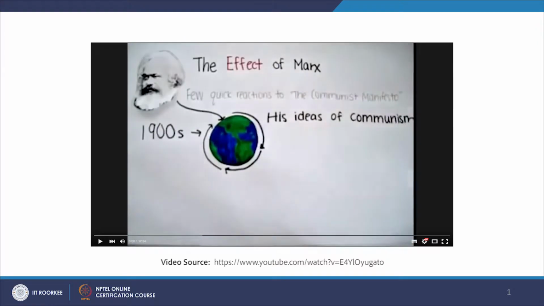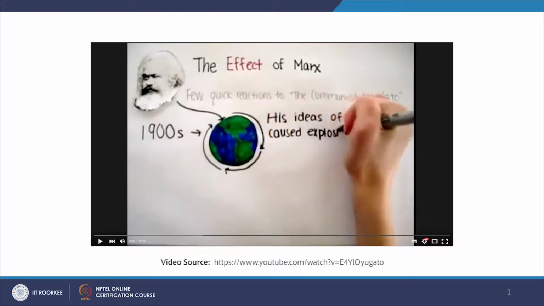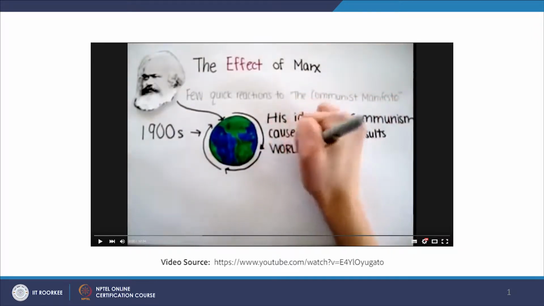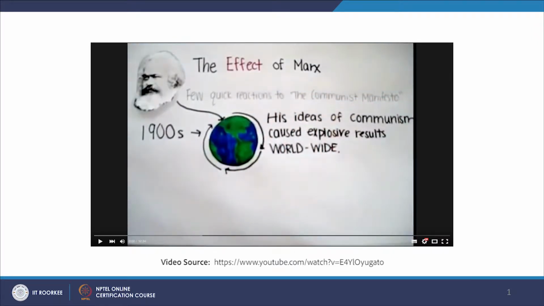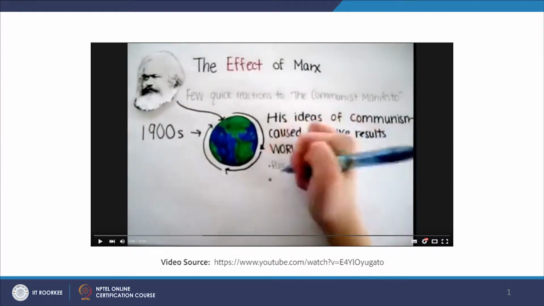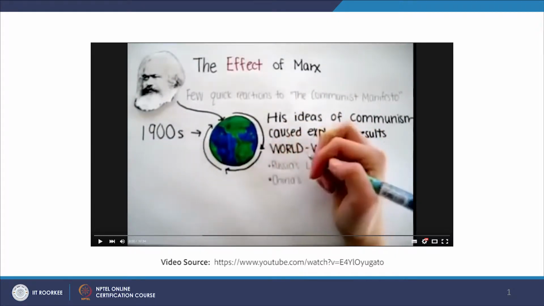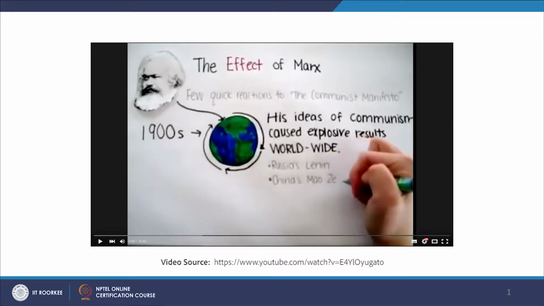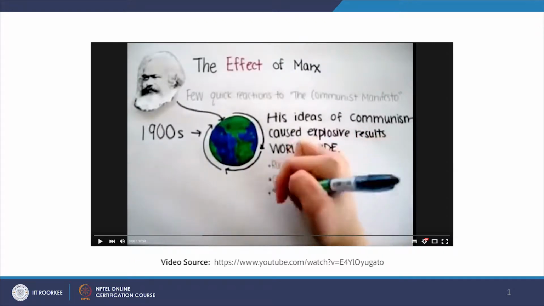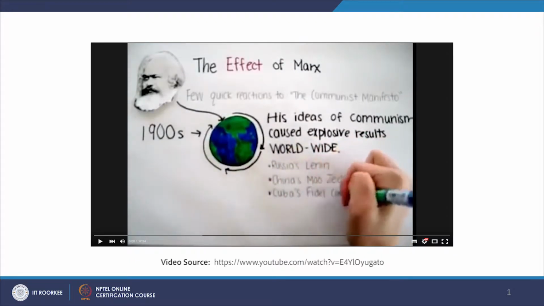Marx's ideas of communism caused explosive results worldwide. His ideas affected many countries, including Russia's Lenin, China's Mao Zedong, and Cuba's Fidel Castro.